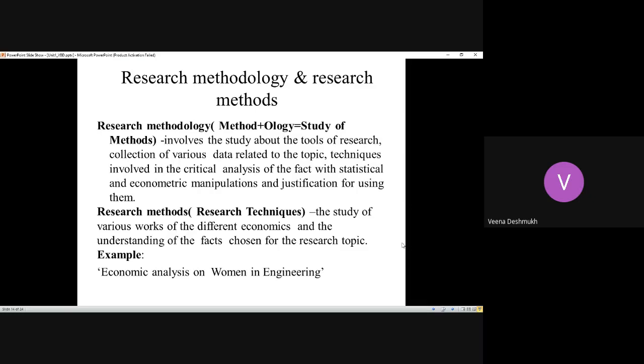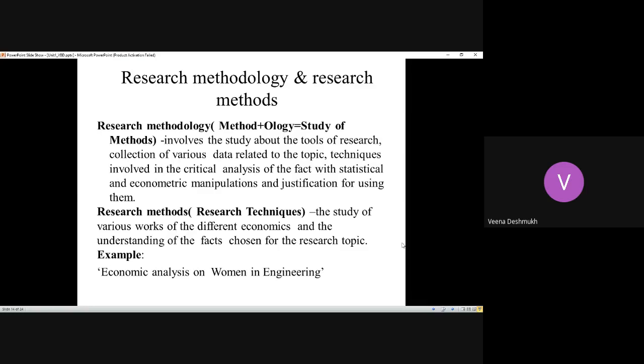Whereas research methods are exclusively the research techniques used. So the study of various works of different economists, comparison, then studying those techniques, what they have used, why they have used those things, and what considerations they have made. So the facts chosen for research topic.